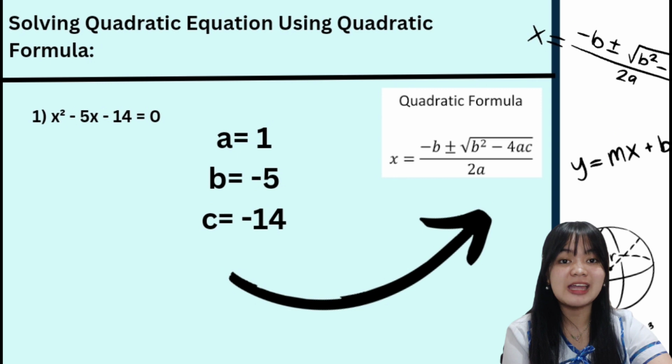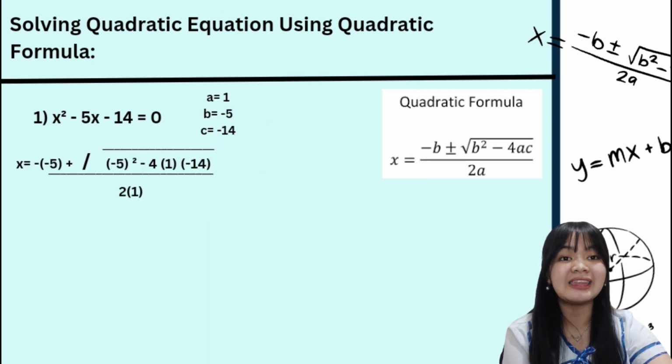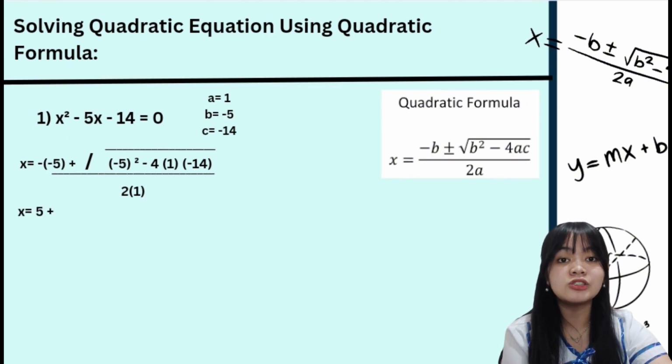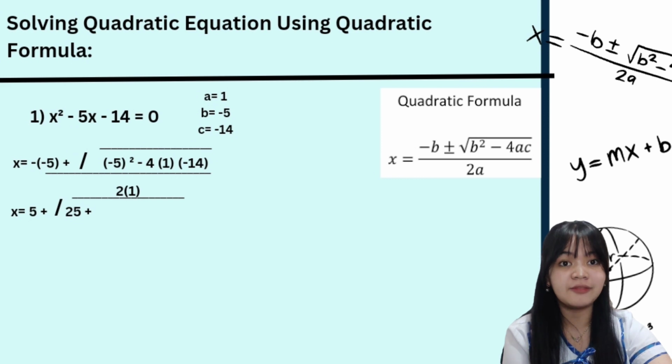Then, the second step is we need to substitute our given values. Negative b is negative negative 5, plus or minus square root of negative 5 squared, minus 4 times a is 1 times c is negative 14, all over 2 times 1. So we have negative times negative 5, positive 5, plus square root of negative 5 squared. Negative 5 times negative 5 equals 25. Negative times negative, positive.